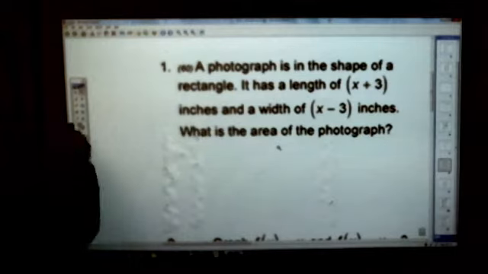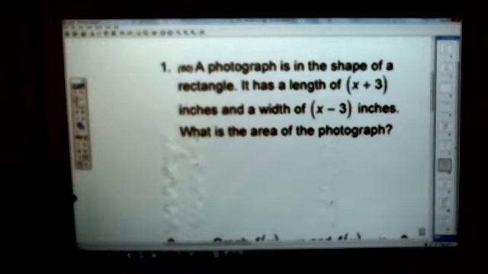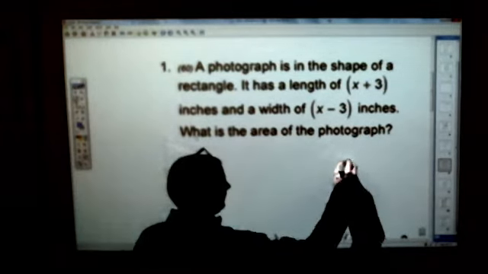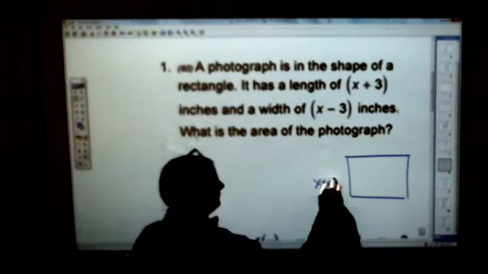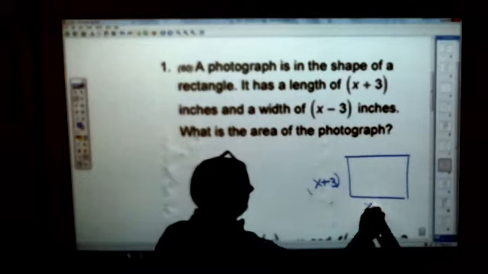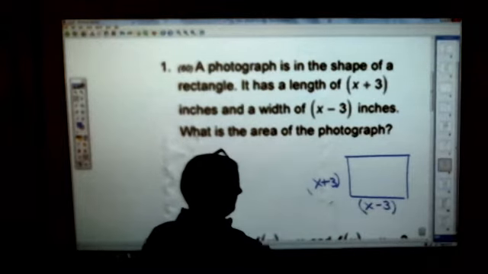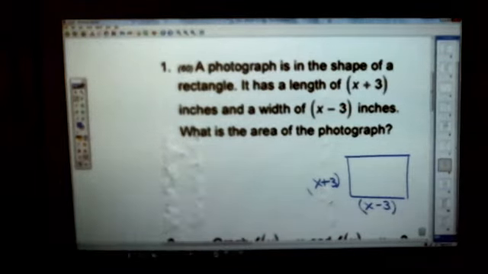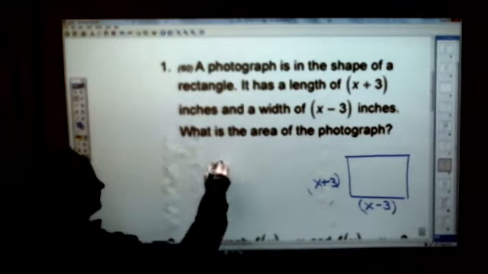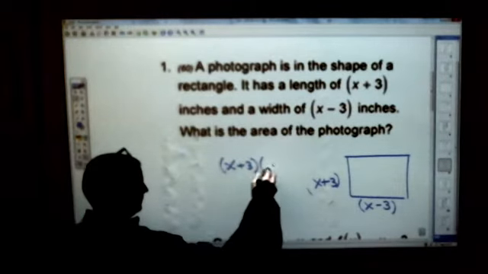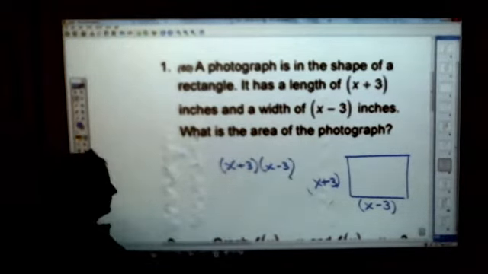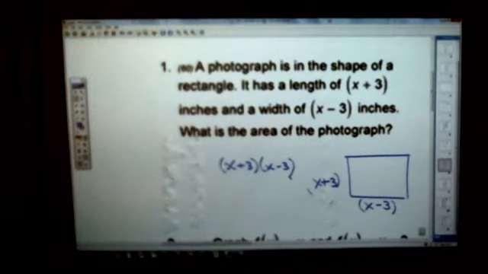Number 1, children. I guess if we're going to do most of them, you should have labeled your picture frame as x plus 3 times x minus 3, right? Right. And if it's finding the area of that photograph, you just multiply them together. Seems like it's been a while since we did this, but this is FOIL: first, outside, inside, last, right? Yes.